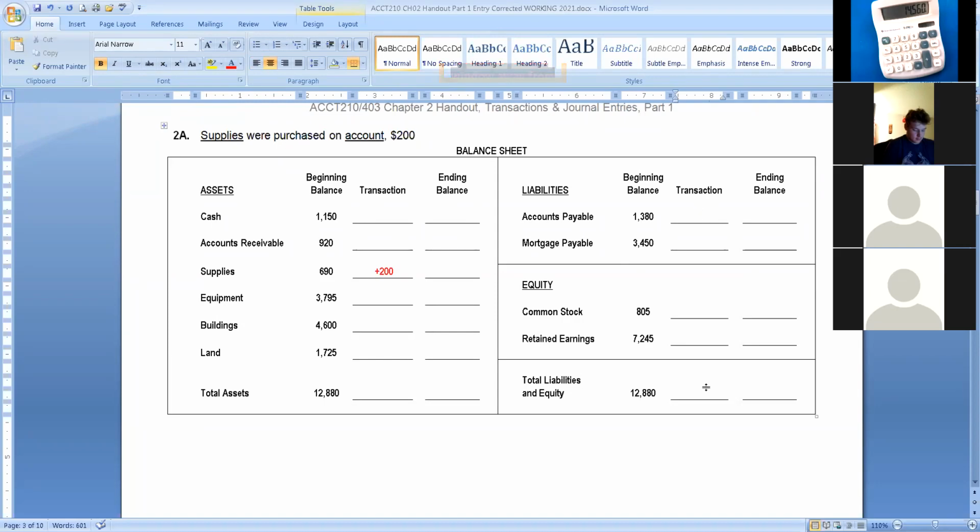Can you guys see my screen? I'm getting things flashing. Okay, I mean, you can see my document here. Okay, so all right, I'm just going to ignore it then.